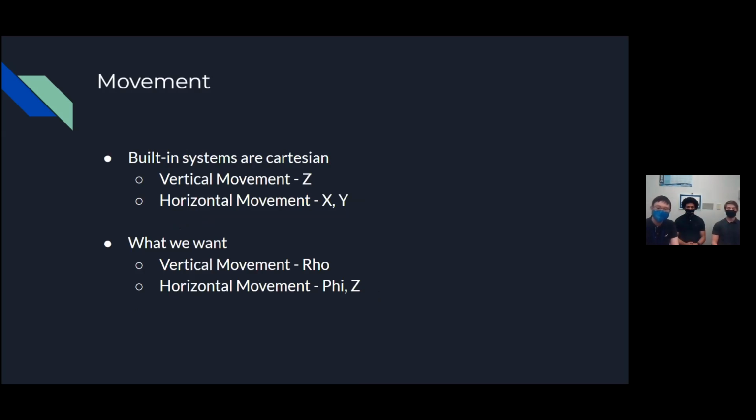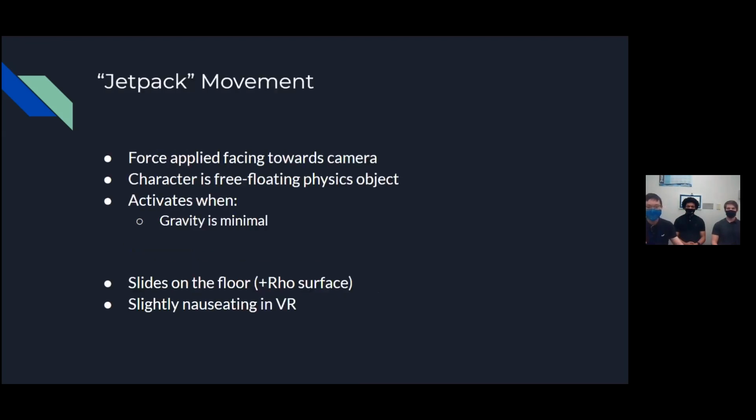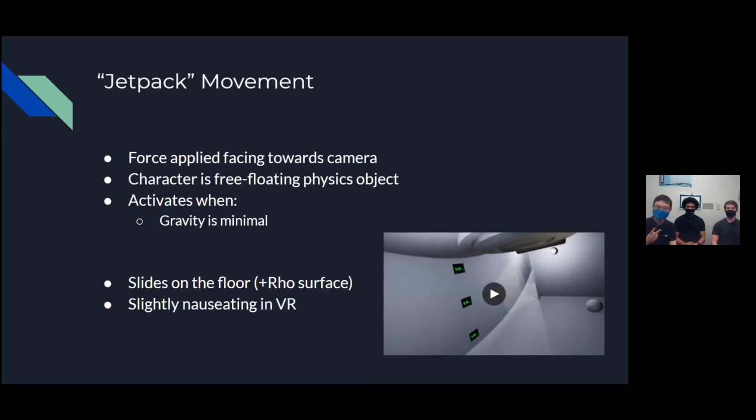The second issue was regarding movement. Again, it's very similar. The built-in systems are based on the Cartesian plane, but we needed it in a cylindrical reference frame. So we came up with two different movement regimes. One we call jetpack and one we call roll-lock. The first one is very simple. The character is just a free-floating physics object, and we apply a force forward if the character wants to move forward. This is a regime that activates when the gravity is near zero. And it works pretty okay.